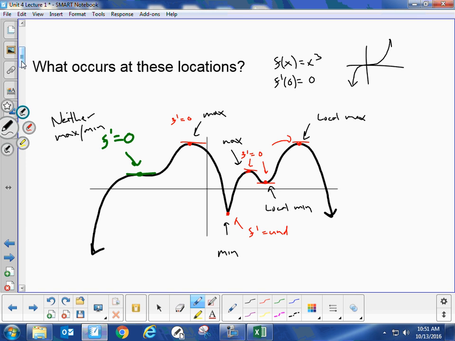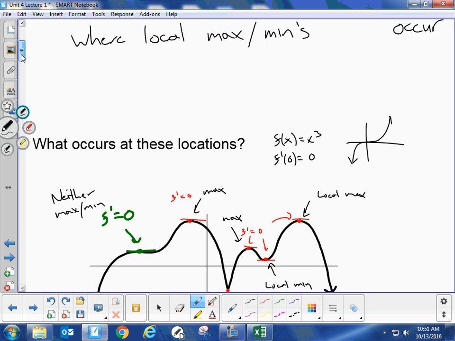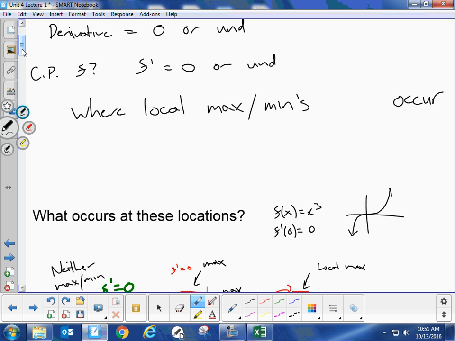So let's go back up here and change this. We'll say where local maxes and mins could occur, because there will be something that is consistent. Every max or min will occur at a critical point. However, not every critical point will give us a max or min.